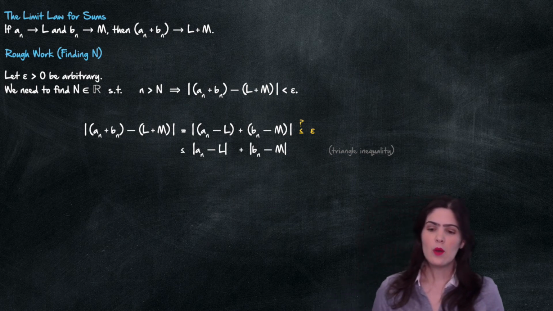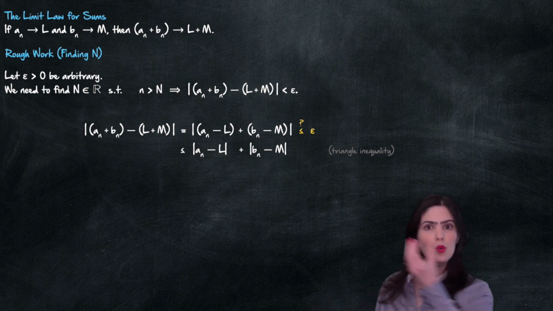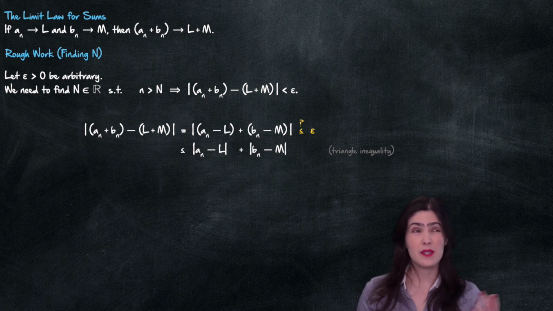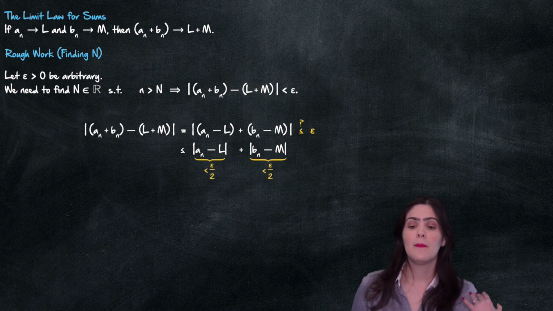Okay, so now if I wanted this whole thing to be less than epsilon, that would mean that the sum of these two bits will be less than epsilon. I have two bits and I want the sum to be less than epsilon. A natural way to do that is, well, make each one of them less than epsilon over 2.